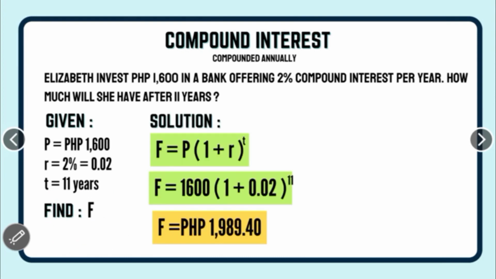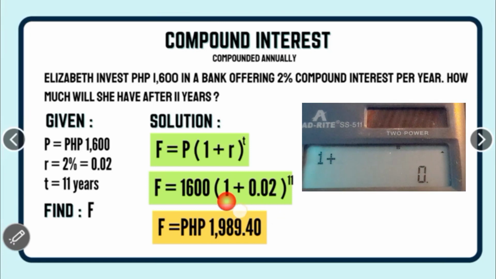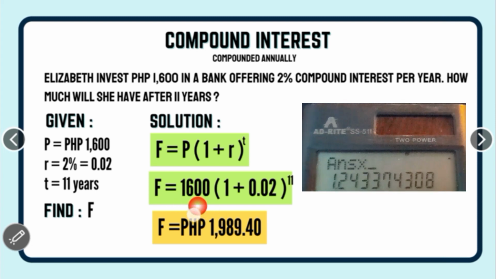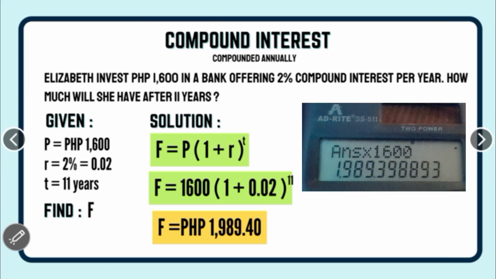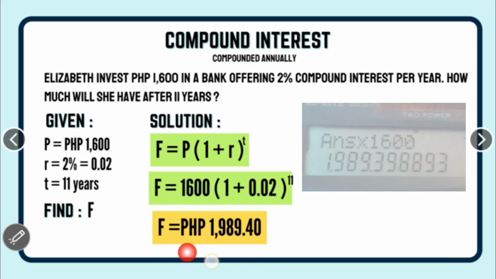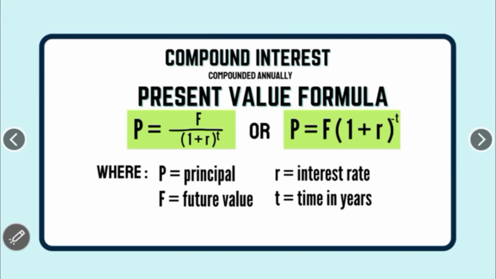For our solution, F is equal to P multiplied by the quantity of 1 plus R raised to T. So we need to substitute the given, and there we have 1 plus 0.02 raised to 11 multiplied by 1,600, and then we have our future value, which is equal to 1,989.40. And that's it, guys!